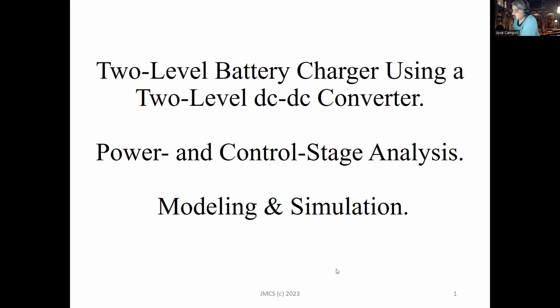In this presentation, we will talk about a two-level battery charger using a two-level DC converter. Also, we want to discuss the analysis regarding the power and control stage. And finally, to end this lecture, the modeling and simulation of this converter.